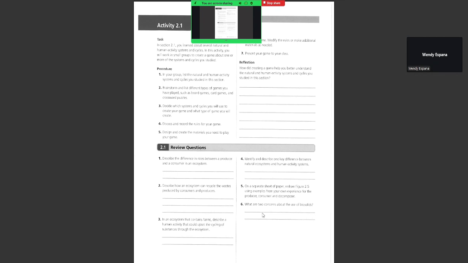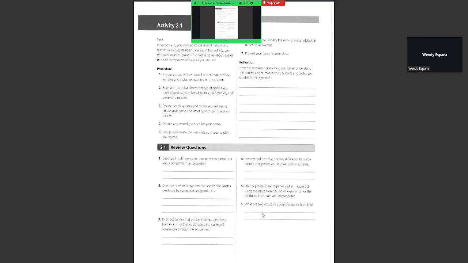Okay, question 2, describe how an ecosystem can recycle the waste produced by consumers and producers. That's worth 1 mark. And we know exactly how we do that now. We've covered that quite a bit. You should be able to tell me right away how wastes that are produced by consumers and producers get recycled back into the ecosystem.